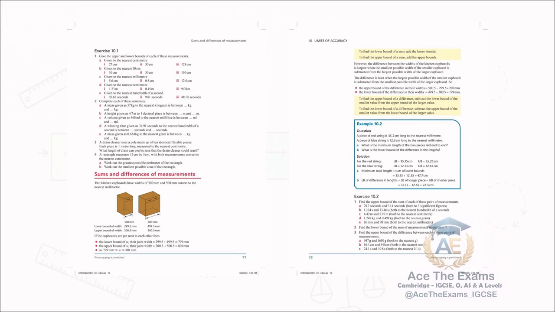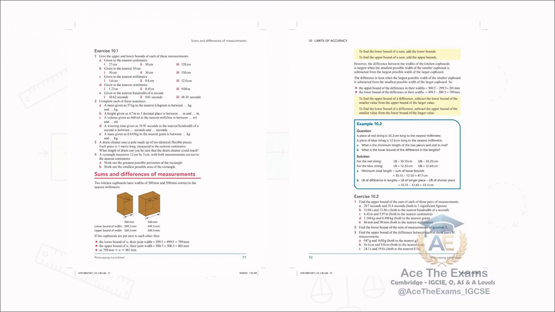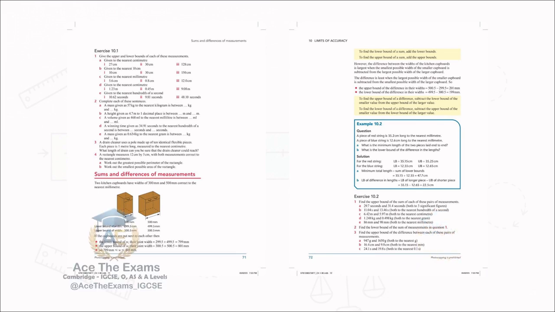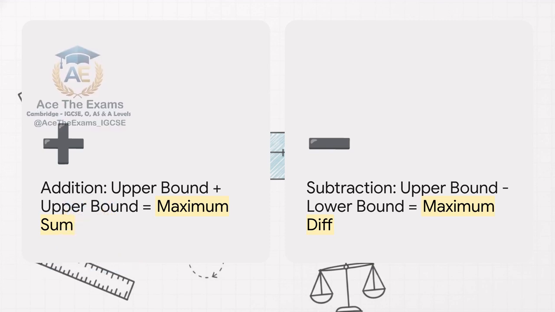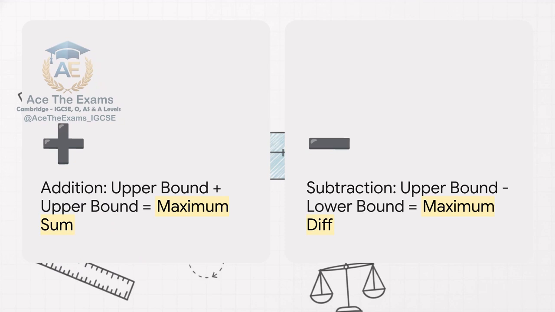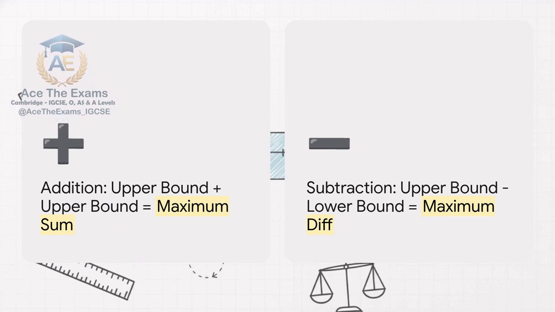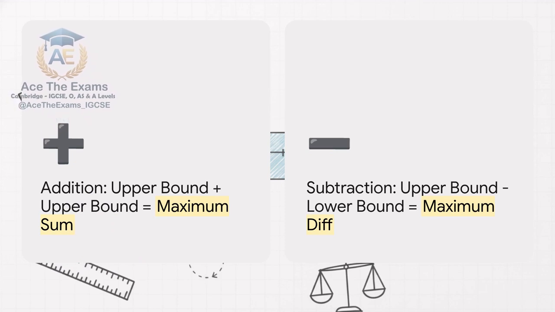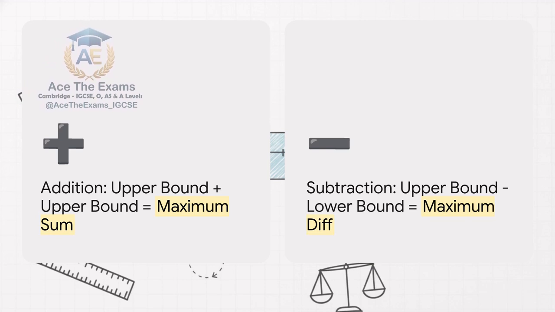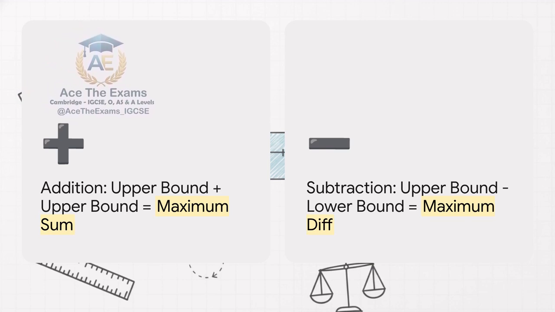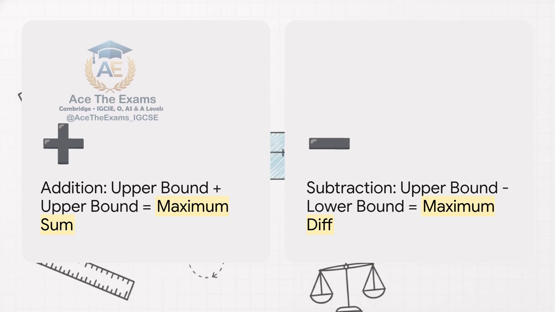Easy. But if you need to find the maximum difference between their widths, well, that requires a completely different strategy. And listen, this is exactly where so many people mess up. To find the upper bound of a difference, you do not just subtract the two upper bounds. Think about it logically for a second. To create the biggest possible gap between two values, you have to take the absolute largest possible size of the bigger item and subtract the absolute smallest possible size of the smaller item. It's a total crisscross. Upper bound minus lower bound is what actually gives you the maximum difference.